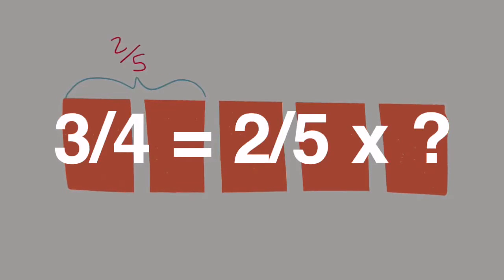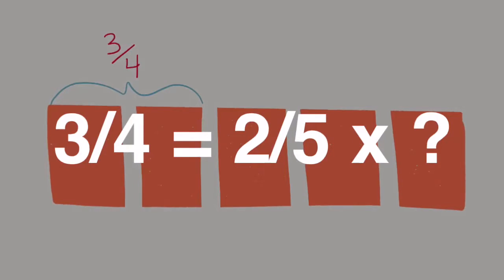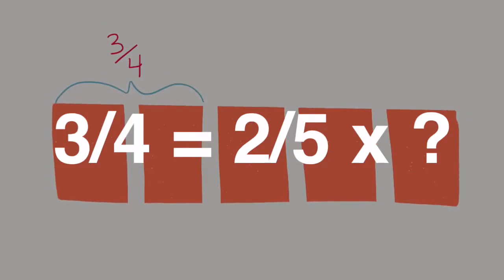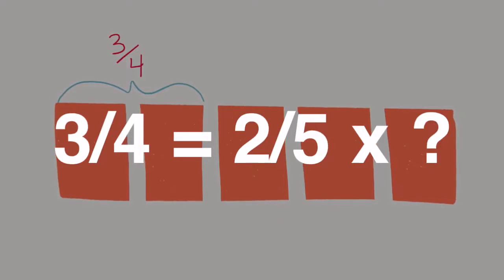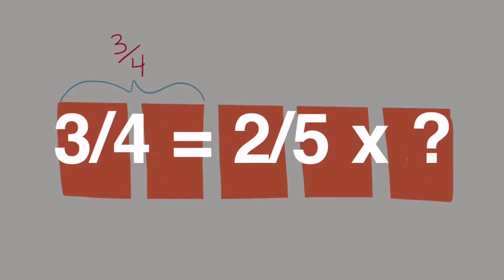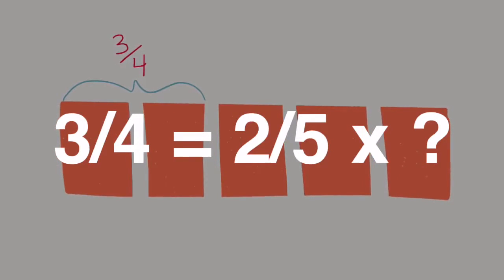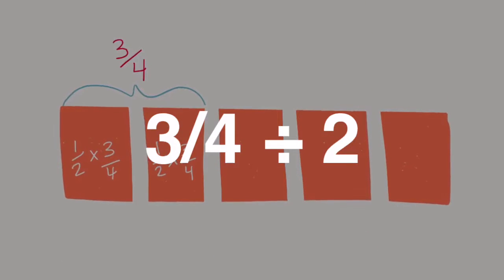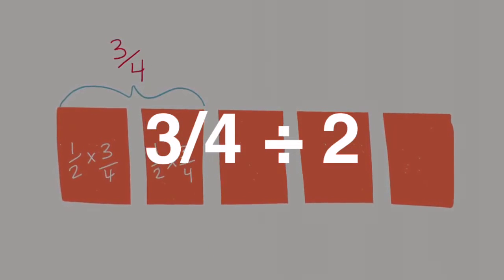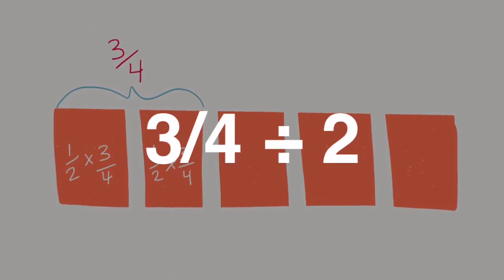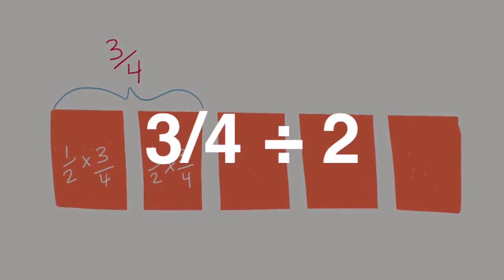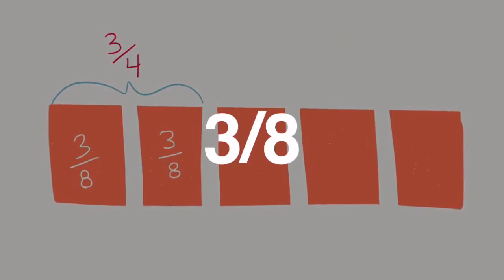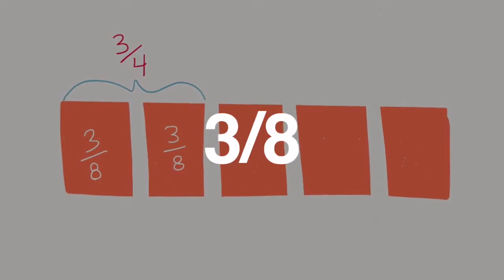Put a question mark. What we did next is we changed the 2/5 label to be 3/4. Why did we do that? Because our problem says 3/4 is 2/5. So we can replace it with 3/4. And then because of our model, we recognized that we could divide 3/4 in half to get the value of each of those fifth units. So 3/4 divided by 2, which we found to equal 3/8.